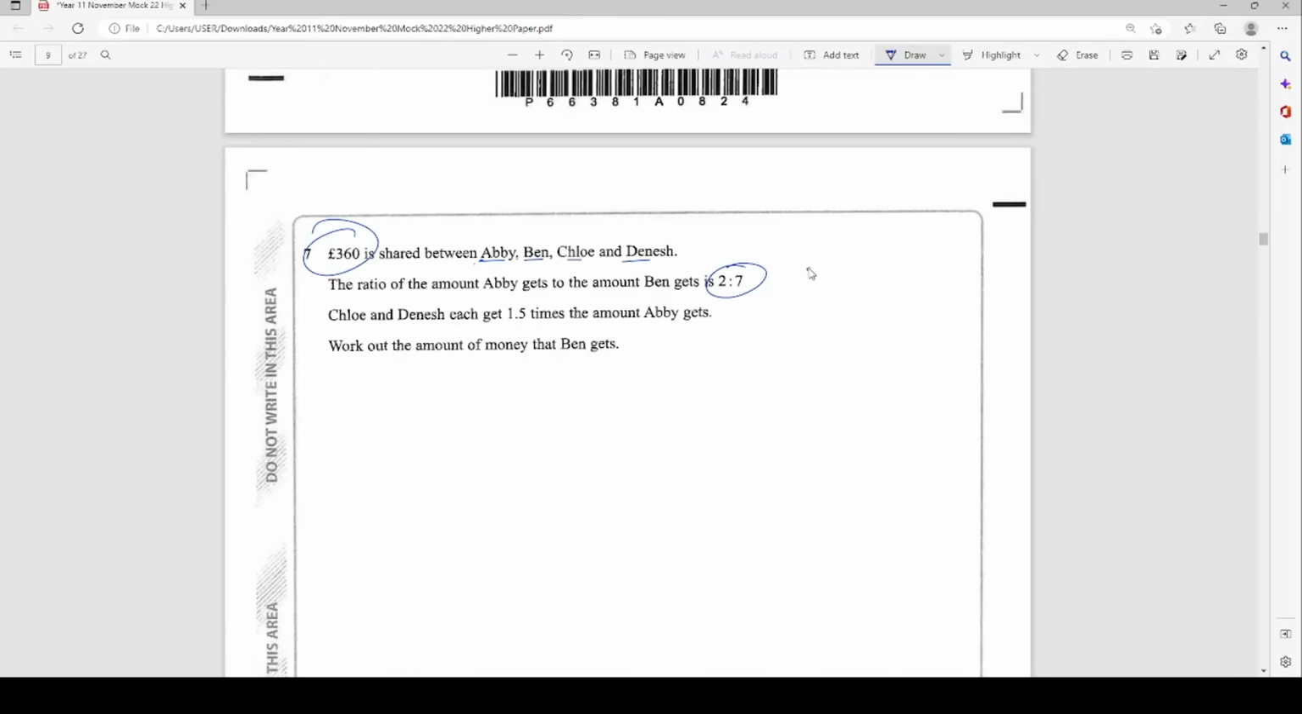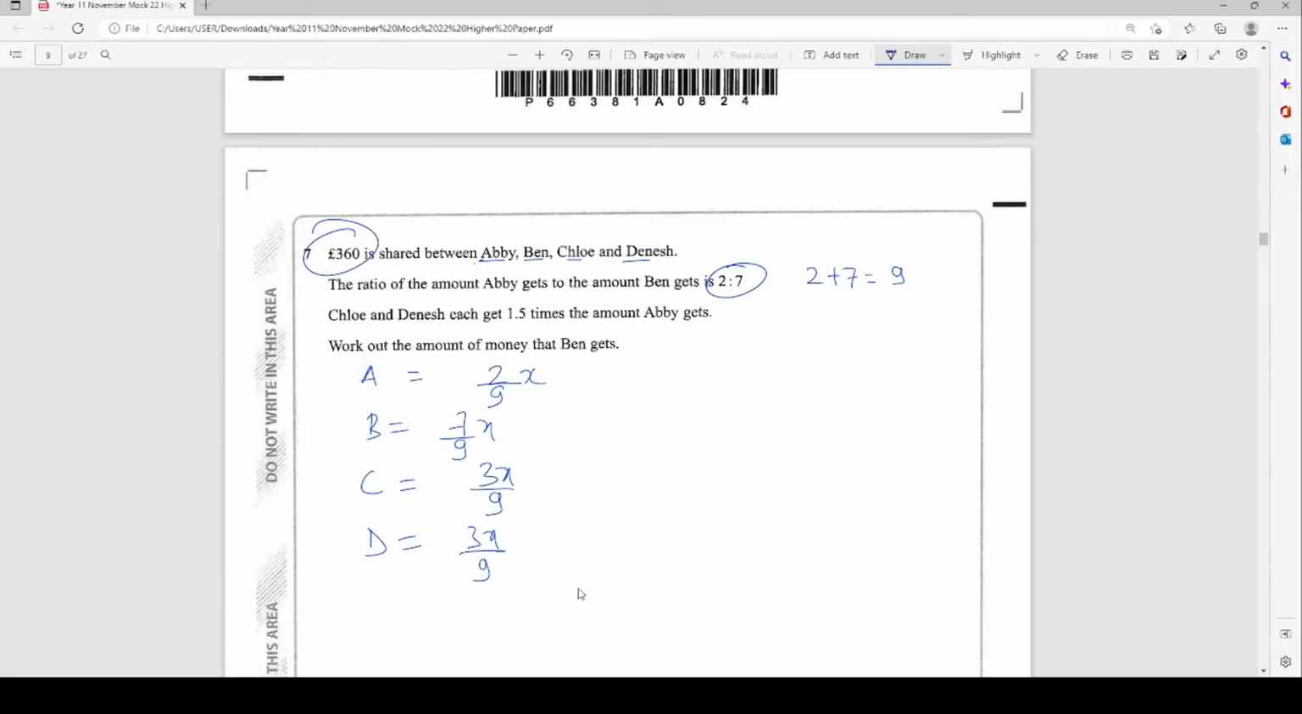So the first thing that I'm going to do is add the ratio. That will give me 9. So let's say the total share that they are getting, the amount that is being divided, is x. So Abby will get 2/9 of x, and that means Ben is getting 7/9x, and that also means that Chloe will get 3x/9, and Dinesh will get 3x/9.